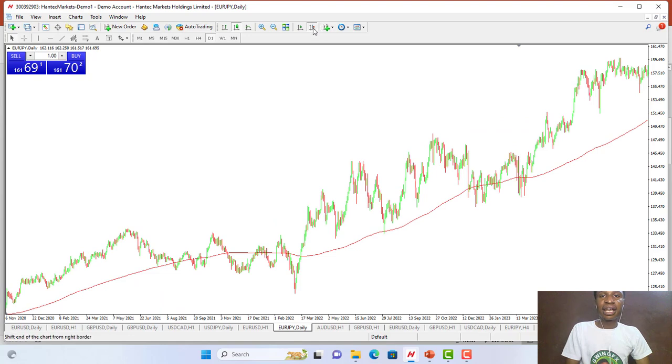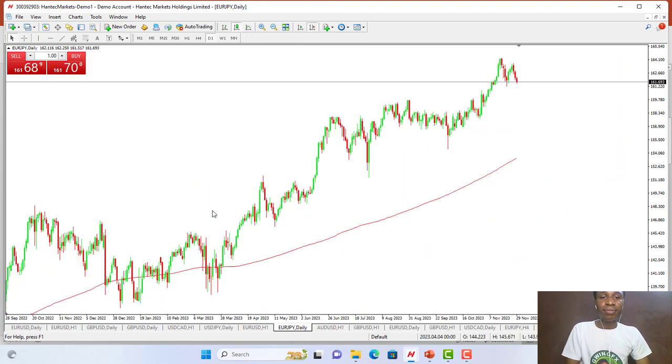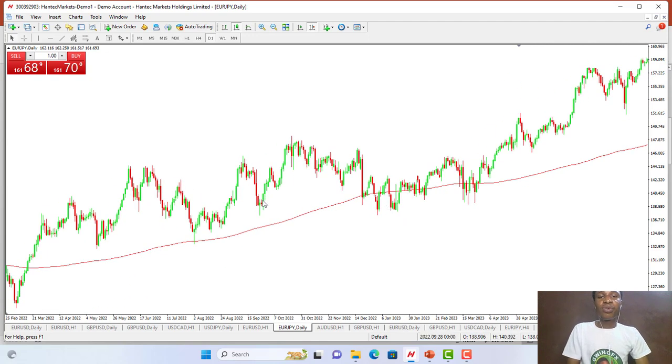Now take a good look at this. You can see when the market came to this place, it respected it as a support. The market finds it difficult to break the 200 period moving average. The market always finds it difficult to break the 200 period moving average. You can also see this.